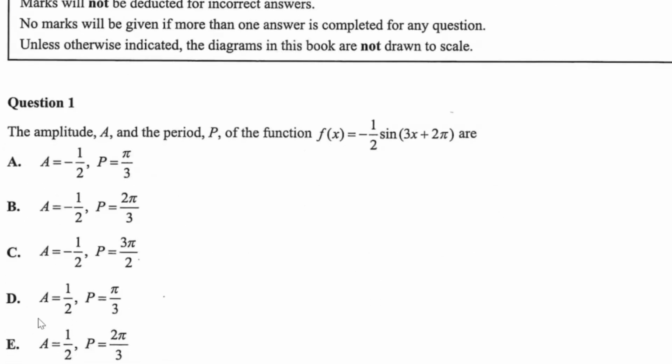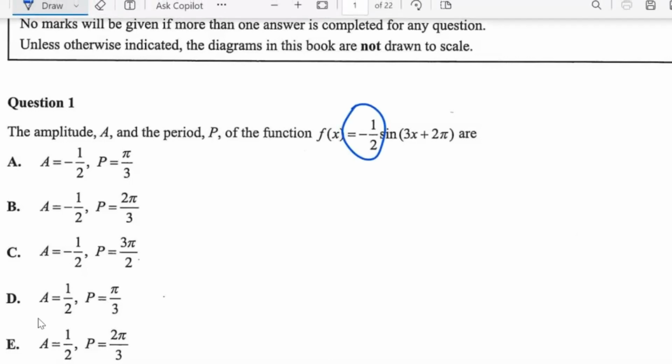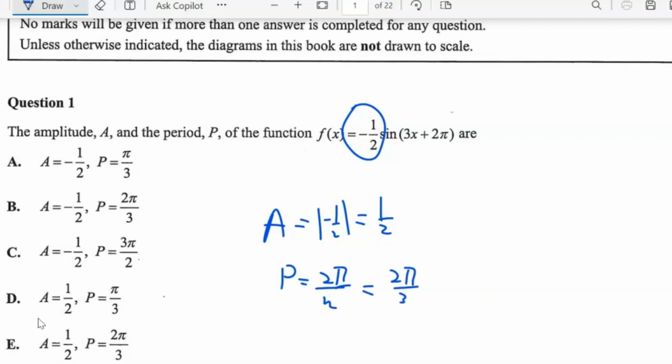The amplitude and the period, that's what the question is asking us to find. So that is our amplitude. It's always an absolute value, which is a half. And the period, it's a sine function, so it's 2 pi over n, where n is the coefficient of the x, which in this case is 3. So it's 2 pi over 3, which is that option.